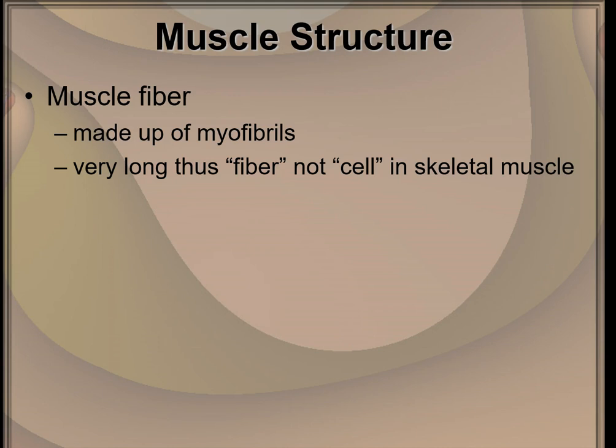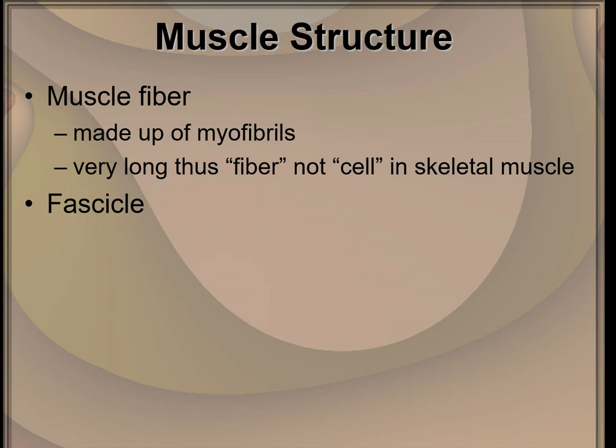And because it's so long, it's going to give us some unique characteristics versus the other types of muscle, one of which it's going to have more than one nucleus. Okay, most cells have one nucleus. This is so long, if you think of the nucleus as the brain of the cell, it's oftentimes too far from the rest of the cell to control it properly. So there's more than one nucleus in that long fiber.